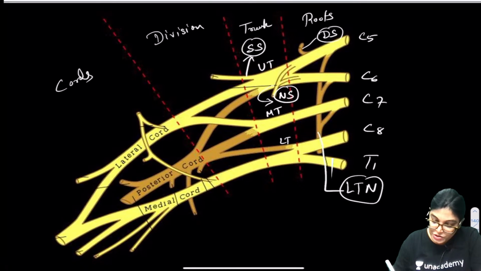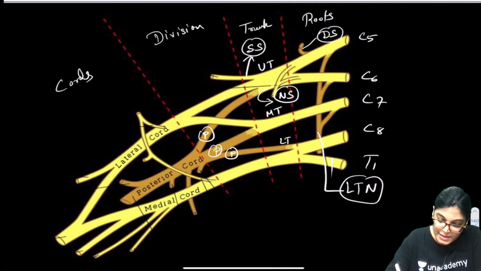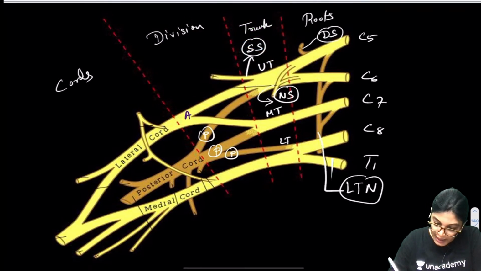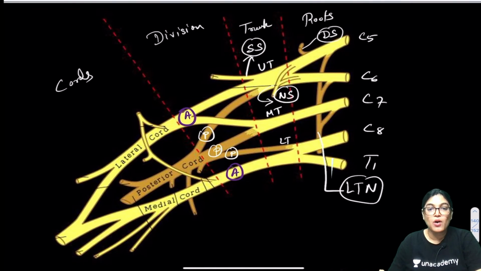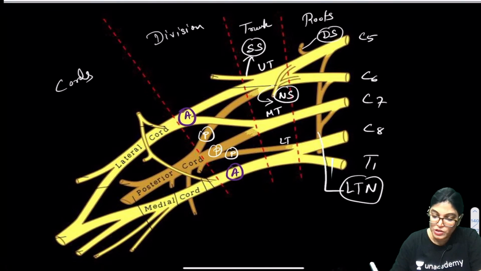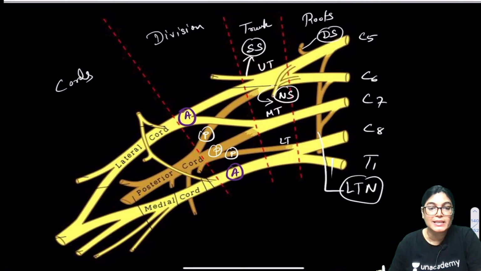Now, these are the divisions. So, this is P. Why have I written P? This is the posterior division. And this is A. What is A? A means anterior divisions. So, it will lead to the formation of the cords of the brachial plexus. The lateral cord is from the anterior divisions of the upper and middle trunk. The posterior divisions will lead to the formation of the posterior cord, and the anterior division of the lower trunk will lead to the formation of the medial cord.